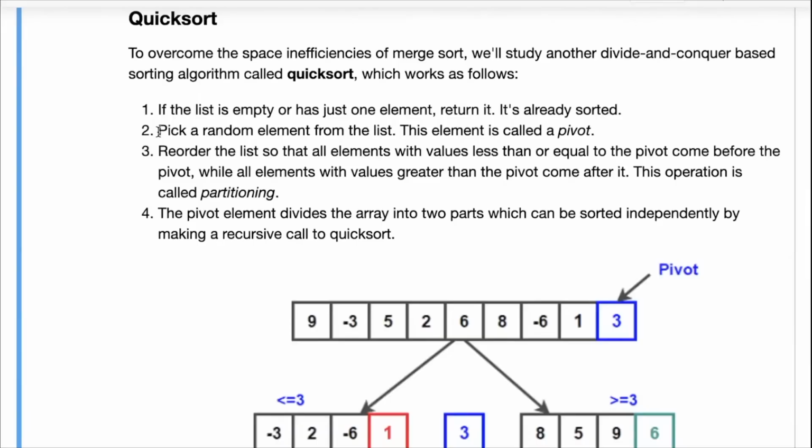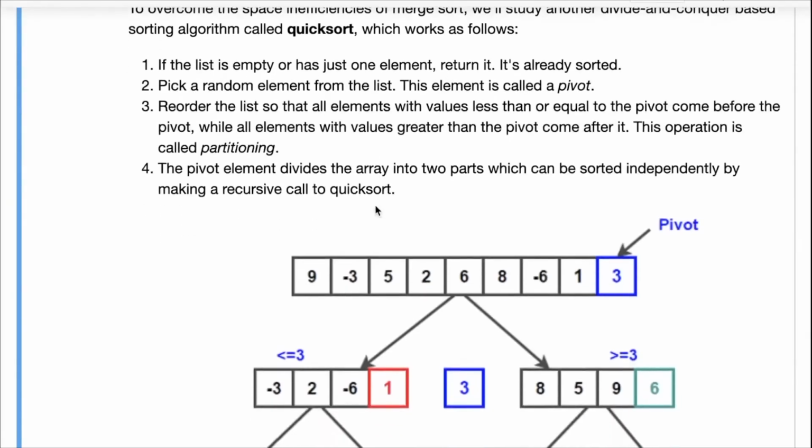Now, there are many strategies for picking a pivot. One is to pick a random element. One is to maybe pick the first element, the last element. What we'll do is we will pick the last element, but you can easily augment our implementation to pick a random element. And then reorder the list, and this is the key operation here, reorder the list so that all the elements with values less than or equal to the pivot come before the pivot element, while all the elements with values greater than the pivot come after the pivot element. And this operation is called partitioning. You're partitioning the array around the pivot.